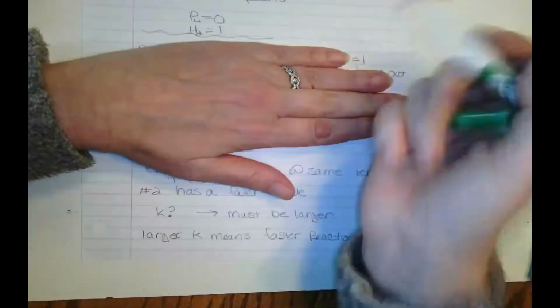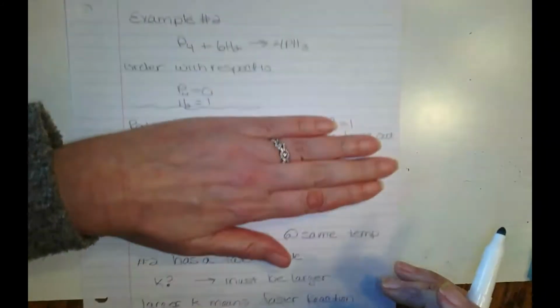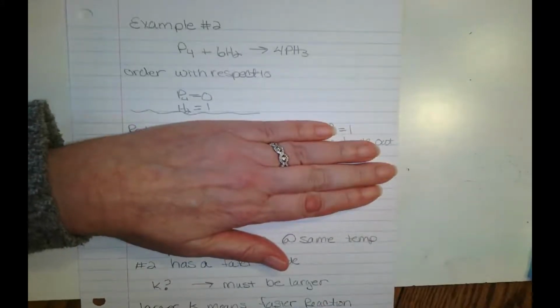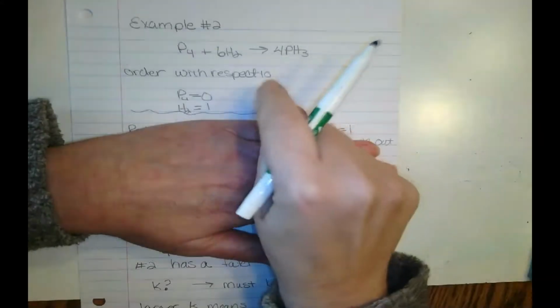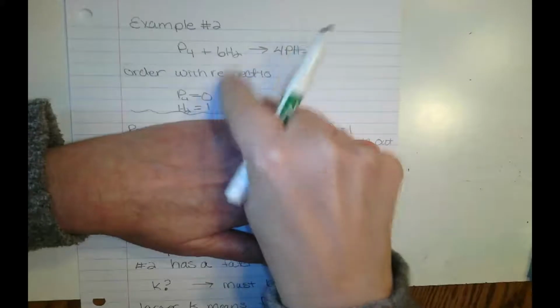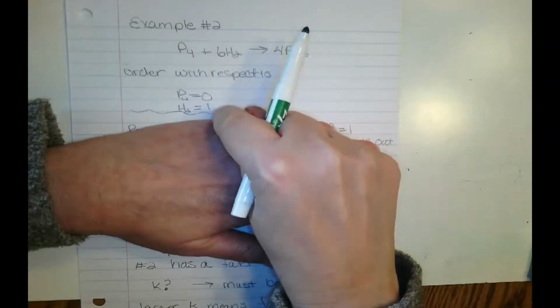Okay, now our last example is going to go into order of 0. What happens if I raise anything to the 0 power? Anything raised to the 0 power is 1, and 1 times anything is itself, so you can kind of leave it out. So the order with respect to P in this equation is 0, and H is 1.